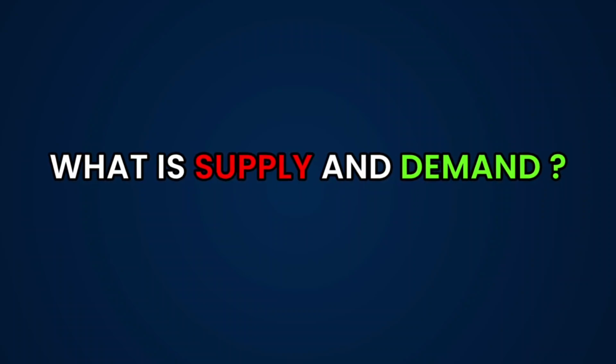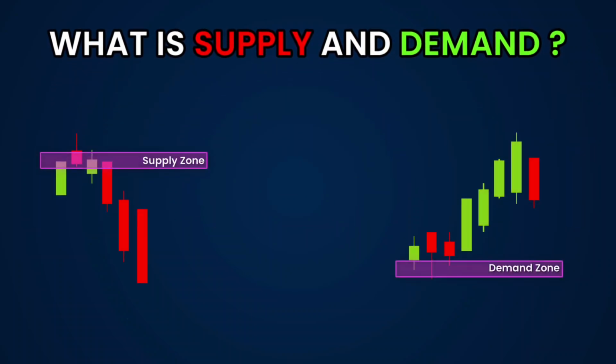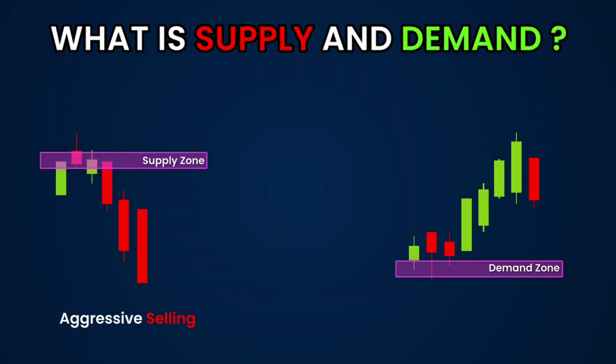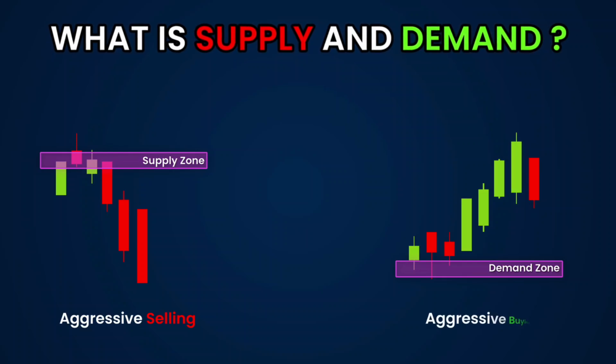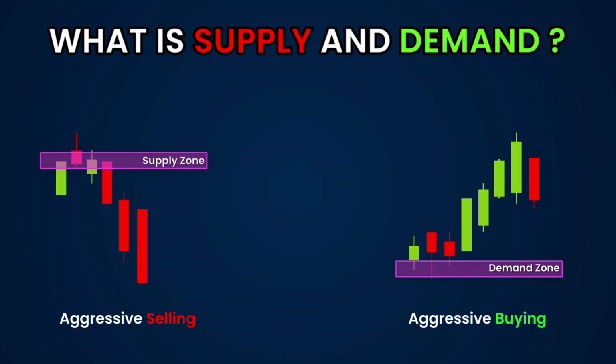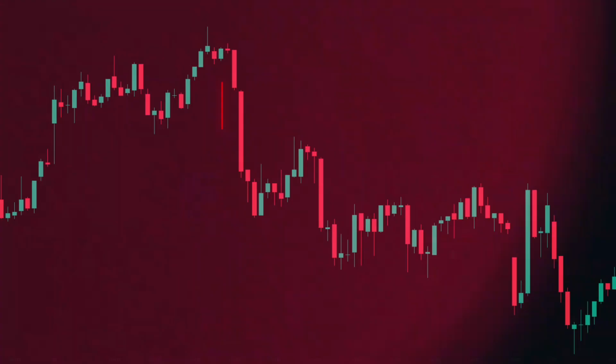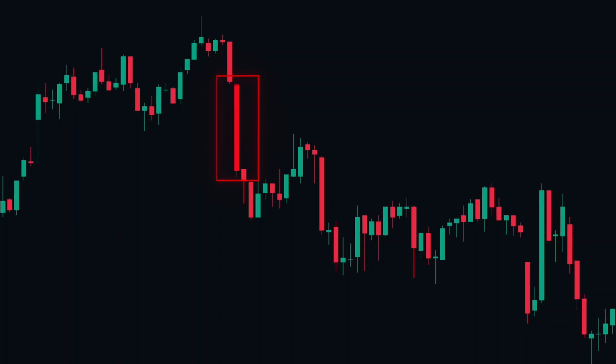First, let's look at supply and demand. Basically, supply means aggressive selling. It tells us where the big players are selling. And demand means aggressive buying. It tells us where the big players are buying. Look here on the screen, this big red candle is telling us that aggressive selling has occurred here. This means that both volume and momentum were high here, pushing the market down.